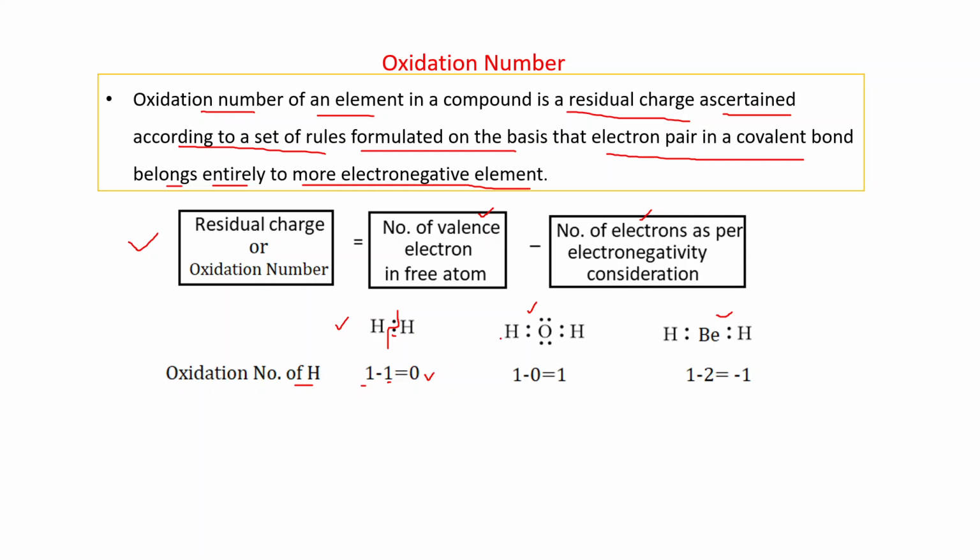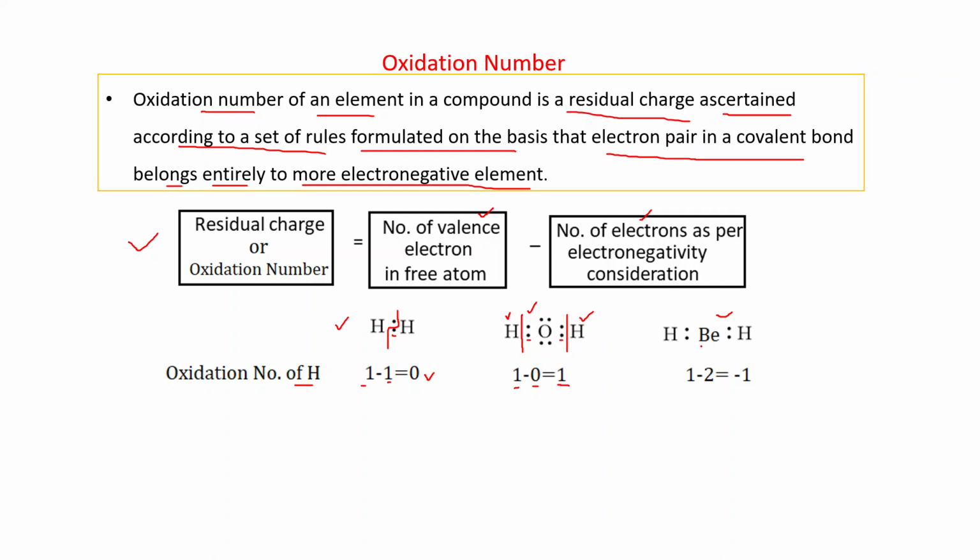Now in H2O, as we know, oxygen is more electronegative. So this bonded pair of electrons is counted with oxygen, and this one is also counted with this oxygen. In this way, there is no electron with this hydrogen and no electron with that hydrogen as per the electronegativity consideration. So the oxidation number of each hydrogen atom in water is 1 minus 0, equal to +1.